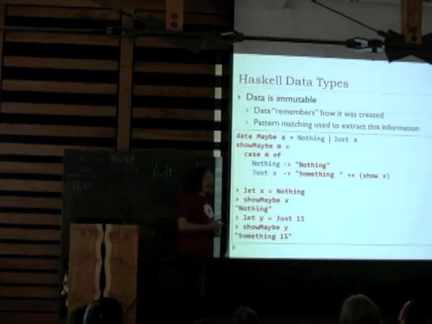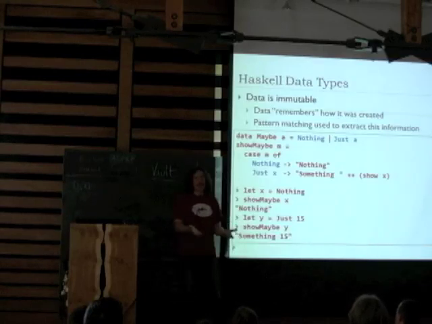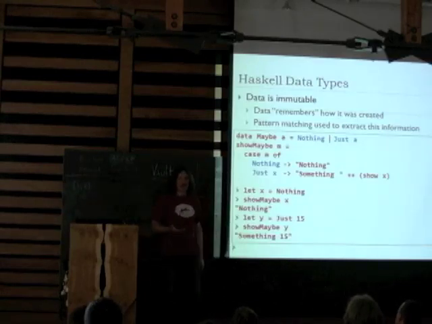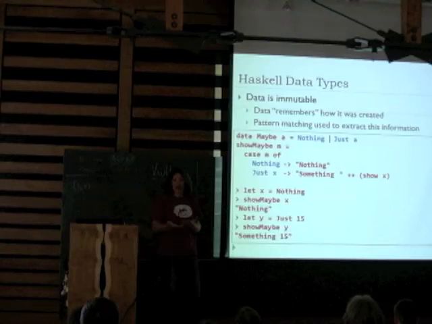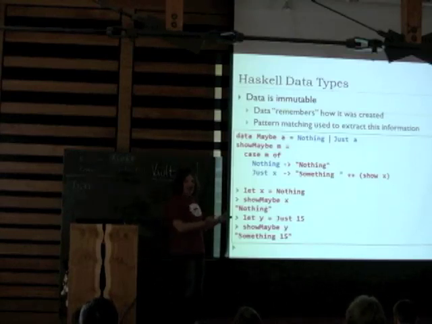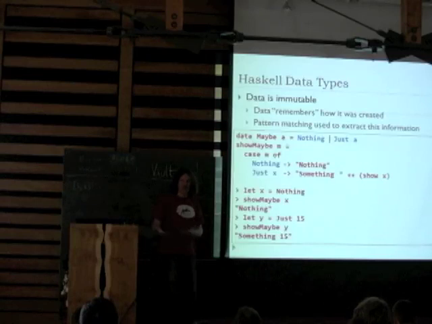So you get a piece of data from some other part of your program. How do you know how it was created? You have to ask it, how were you created? Were you created as nothing or as just? And if just, what was the original value? And this you do using pattern matching. So you say, do you match this pattern or do you match the other pattern?